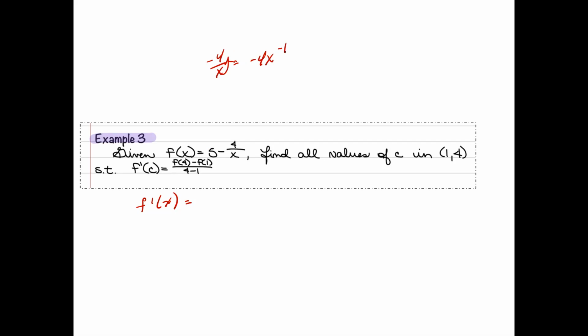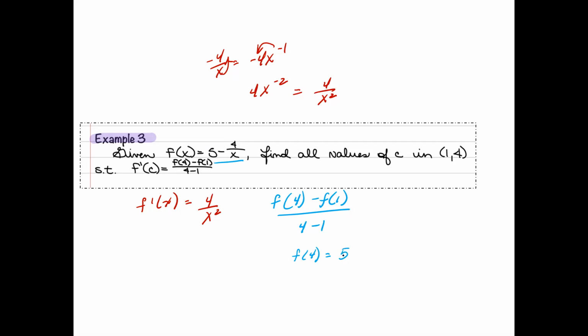to the -1 power. So then when I go ahead and find the derivative of that, I'm going to bring that down. So that's a positive 4x to the -2nd power, or just 4 over x squared. So then I'm going to have 4 over x squared as my f prime of x. And then I'm going to go ahead and apply the f of 4 minus f of 1 over 4 minus 1. F of 4, you just plug it into this equation, is going to be 5 minus 4 over 4. So that's 5 minus 1, which is a 4.